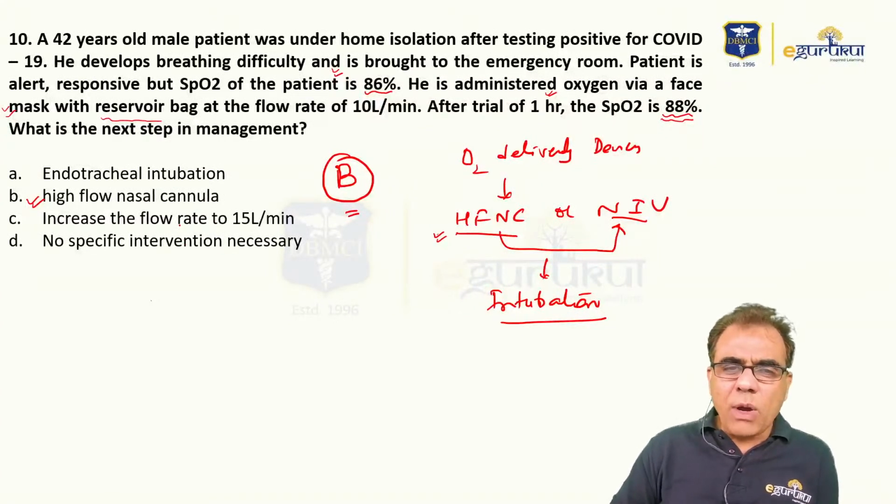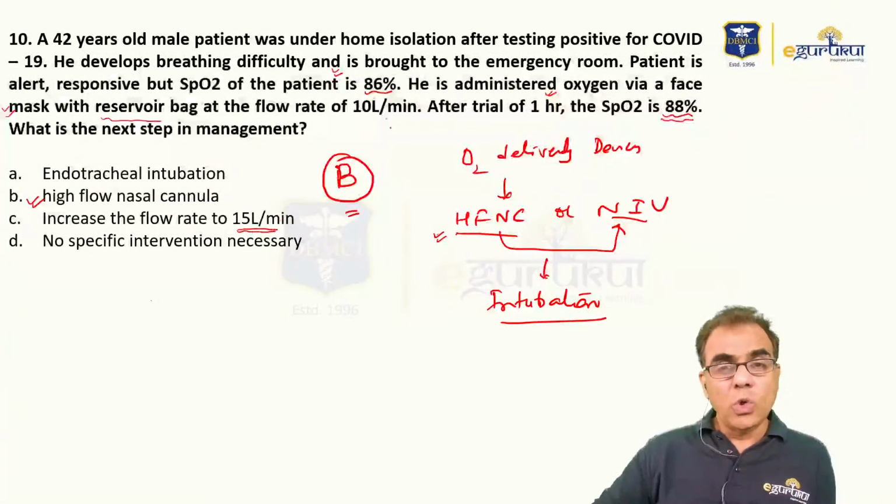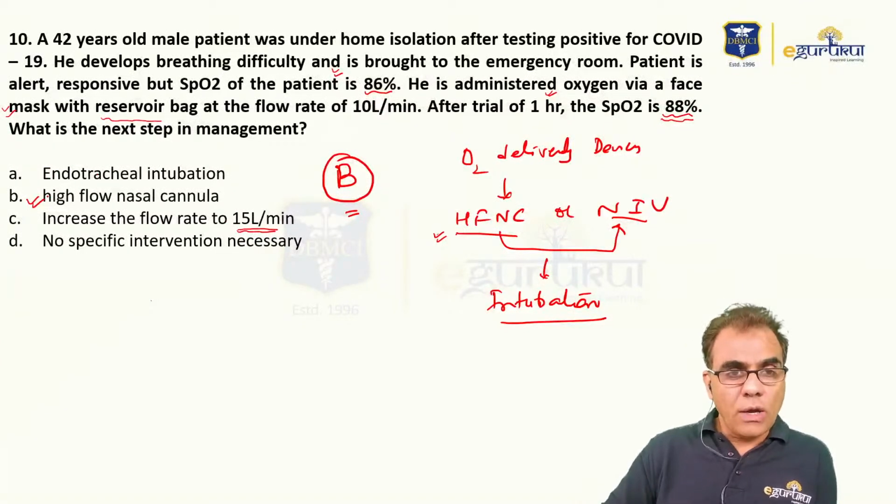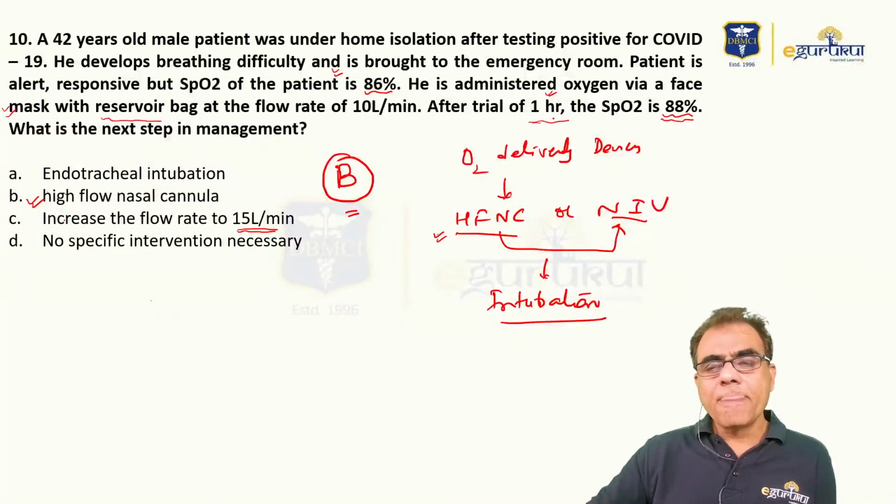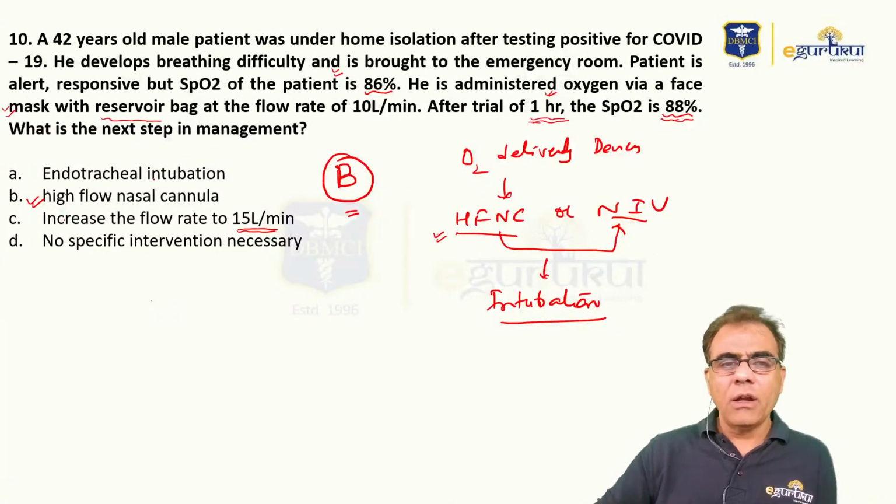Now you will say one more choice, why are we not increasing the flow? Because if you increase the flow, you can deliver a higher oxygen concentration. Yes, that is also an option. So we are left with these two choices. But here we have already given a 1 hour trial and the patient response is not there. So I'll prefer to go for high flow nasal cannula.